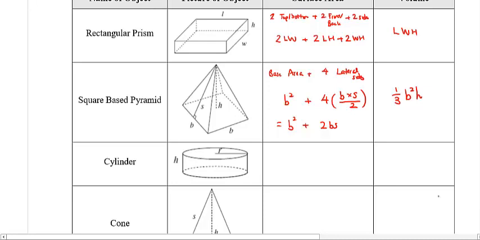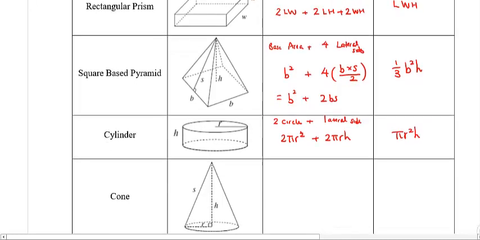Okay. A cylinder from grade 8, remember the surface area is the 2 circles plus the lateral side. And that would be 2 pi r squared plus 2 pi rh. Its volume, pi r squared h.